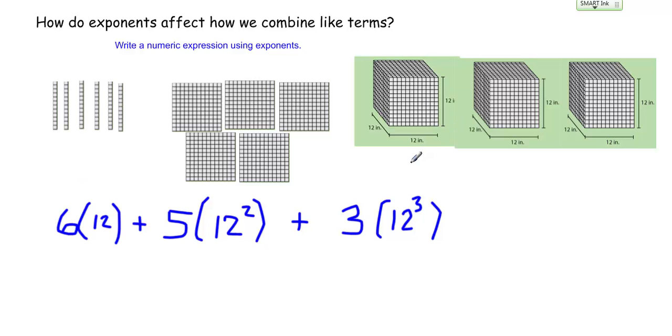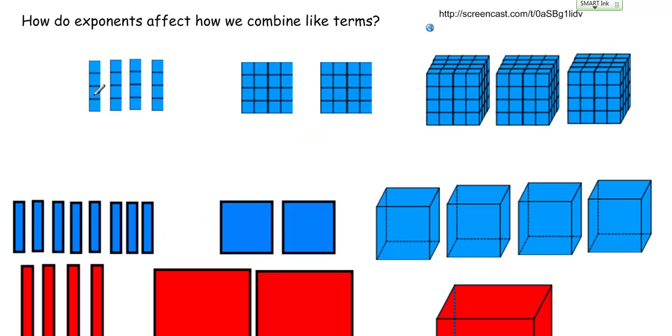Now, of course, we could simplify that, but we're not going to be worried about that right now because we're just making sure we understand how each of these is different. Something squared is different than something cubed. All right, so now let's apply that to this.